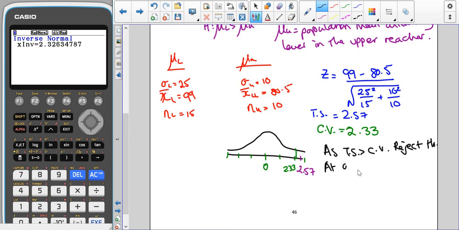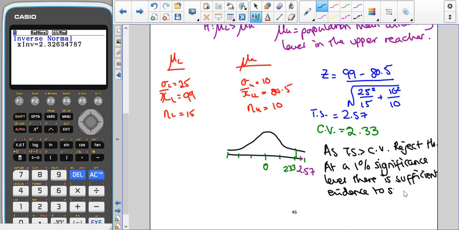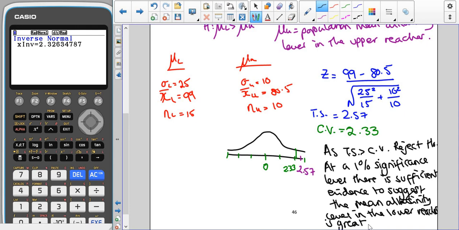So at a 1% significance level, there is sufficient evidence to suggest the mean alkalinity level in the lower reaches is greater than the upper.